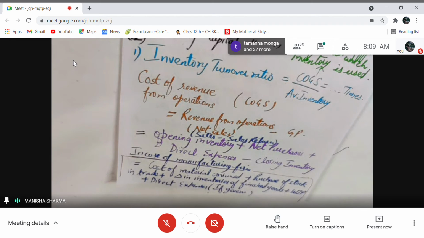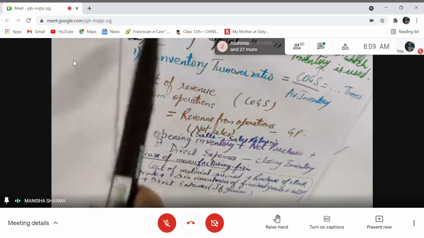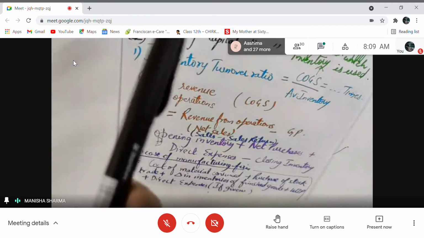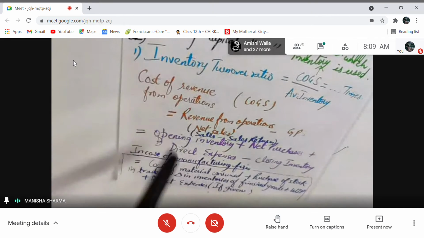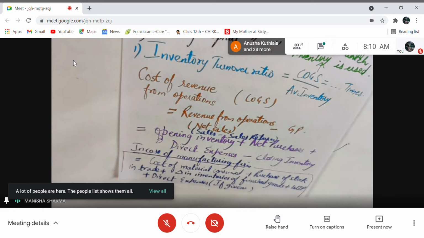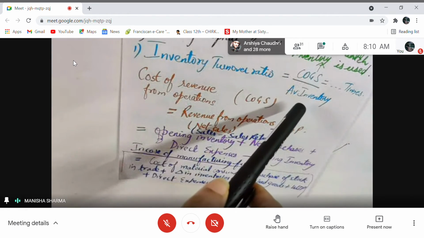So let's take up the first ratio, inventory turnover ratio. As the name goes, it has to do with inventory, right? We have to find turnover of inventory. But I told you in activity ratio, every time the numerator will be COGS or net sales. First preference will be given to COGS. As I told you, if the information related with COGS is not there in the question, then you will use net sales. Otherwise, inventory turnover ratio will be COGS divided by average inventory, right?